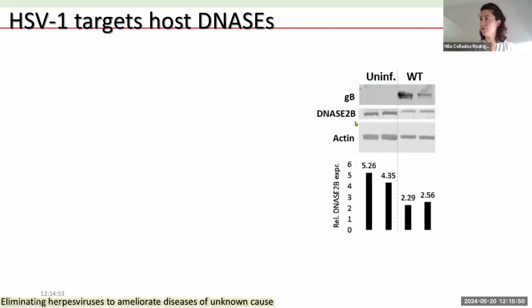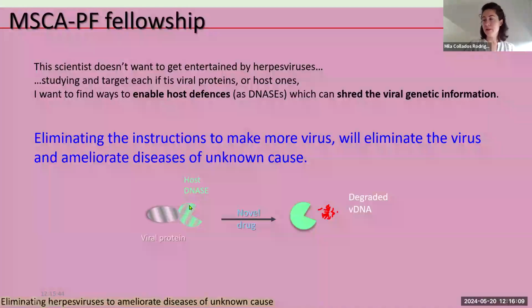This is an experiment I did for a grant I got, where we got uninfected cells and then cells infected with the virus, and I saw that there is a decrease of DNases driven by the virus. So that means that the virus is targeting the DNases that we have that could degrade it. So with the grant I got, I proposed to find the viral proteins that are targeting our DNases, which are unknown, and also generate novel drugs which would release the DNases from the viral sequestration so they can do the function they are supposed to do in the cell, which is detect the foreign DNA and degrade it. So in that way, if we eliminate the virus, we can ameliorate diseases whose cause we don't even know.